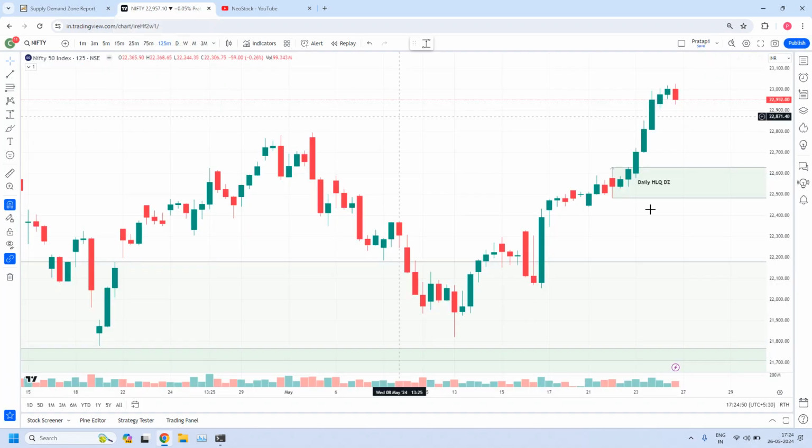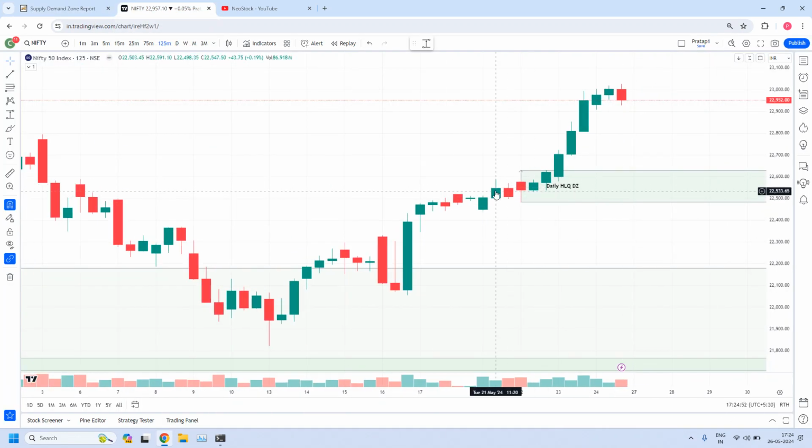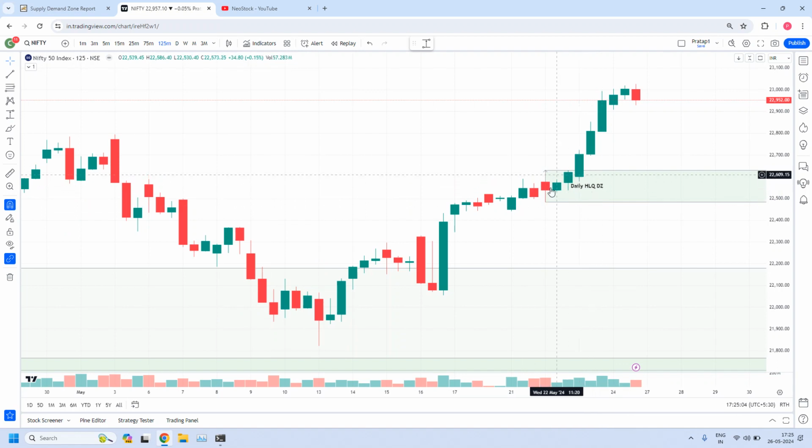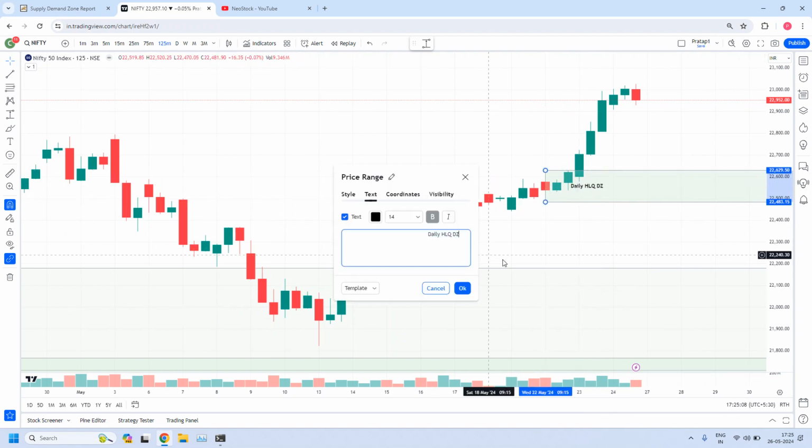21.5, 915. This is the one rally, 1, 2, 3, 4, 5. That means this entire daily high liquidity demand zone is also 125 minutes high liquidity demand zone, the same area. So that's why we need not draw again. I just add the text. The same thing is also 125 minutes high liquidity demand zone.